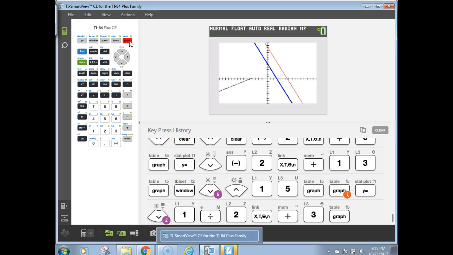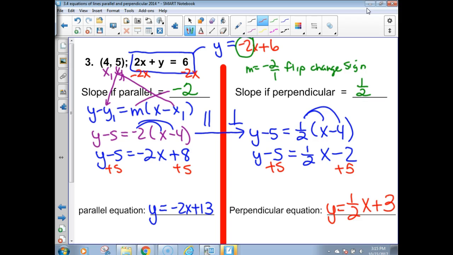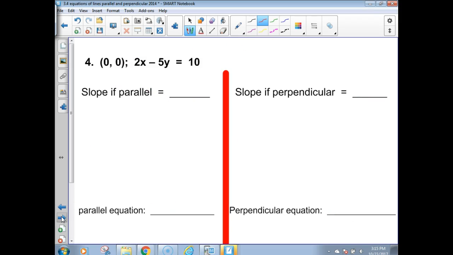But because I changed the window, it won't look perfectly like a right angle. It won't look like it. Okay, enough of that. Here we go. All right, here we go.